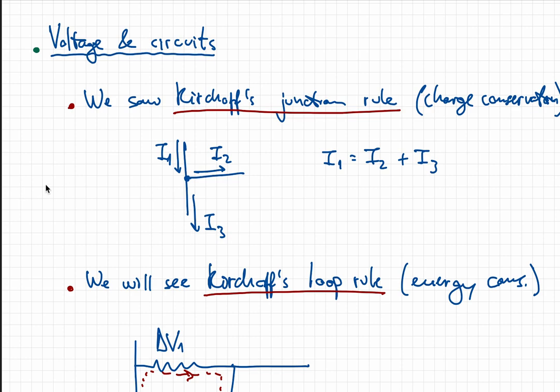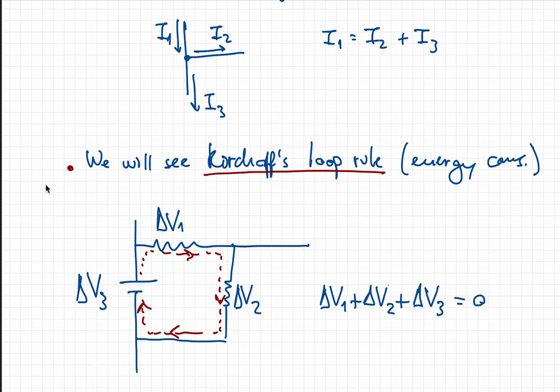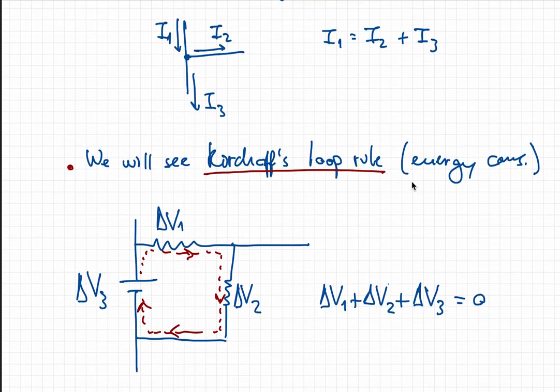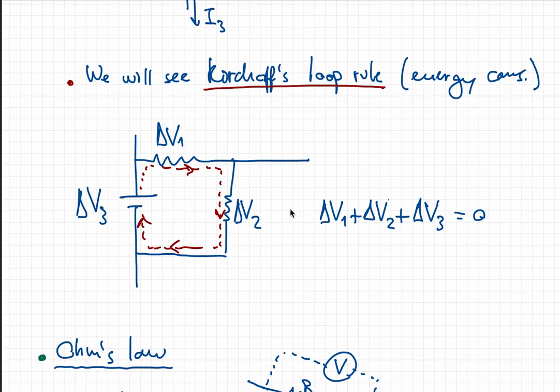And what we're going to see involves not current so much, but voltage, and that is Kirchhoff's loop rule, and that represents energy conservation. And we're going to see in class that what that tells us is how to relate the various voltage drops around the circuit.